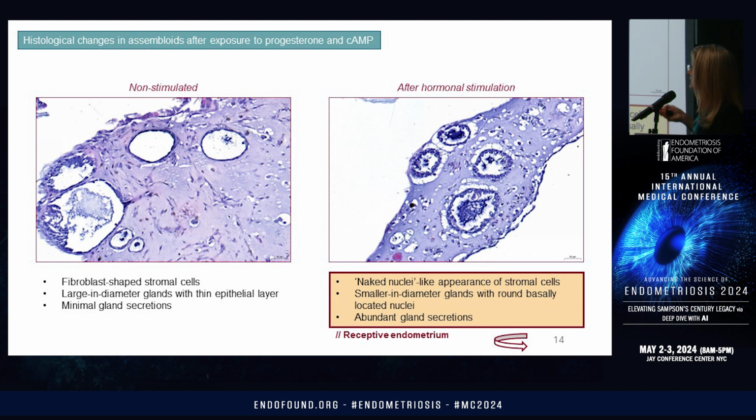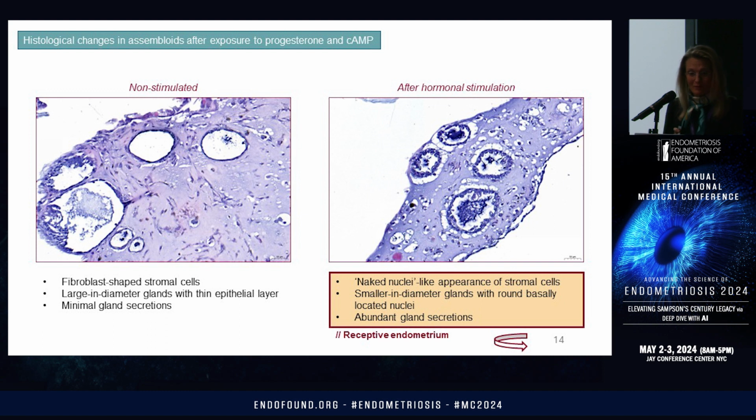When we stimulate these organoids in vitro with progesterone, look what happens. These glands become smaller in diameter, but they have round, basally located nuclei with abundant secretion here, and the stromal cells develop a naked nuclei-like appearance. So we can conclude that this model of assembloids replicates quite well the receptive endometrium.